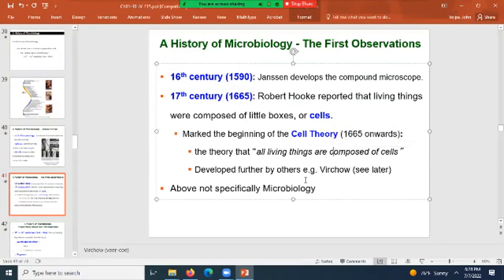The above is not strictly microbiology, but it all needed to happen before microbiology could start, okay? Meaning that Robert Hooke was looking at plants, so that's not exactly a microbe. And then the development of the microscope was not specifically microbiology, but it needed to happen before microbiology could begin.